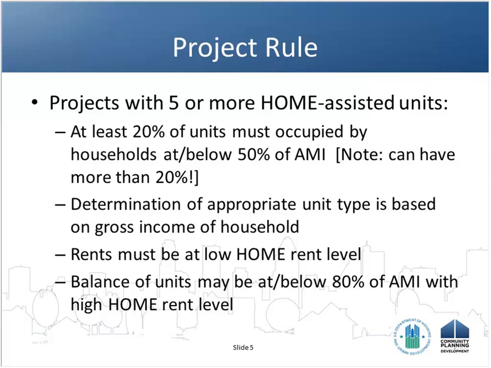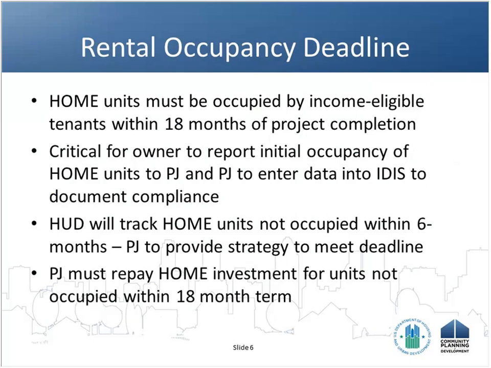So the project rule is for 20% of units, it could be higher, for projects that have 5 or more HOME-assisted units. The balance of those units are not restricted under the project rule, and so they could go to households up to 80% of area median income. As we mentioned on the prior slide talking about the program rule, there could be some project-specific rules that change what you are able to do over the life of that project, based on what was negotiated for that particular project and the market in which it was funded.